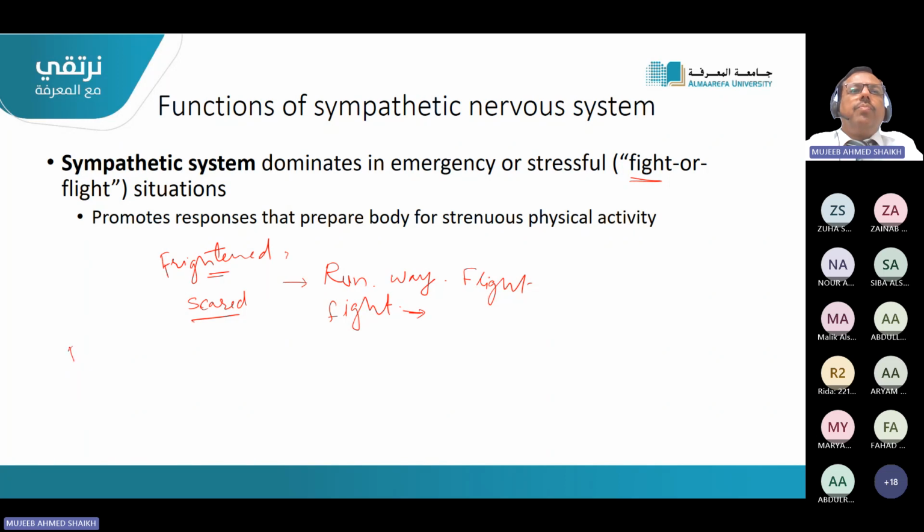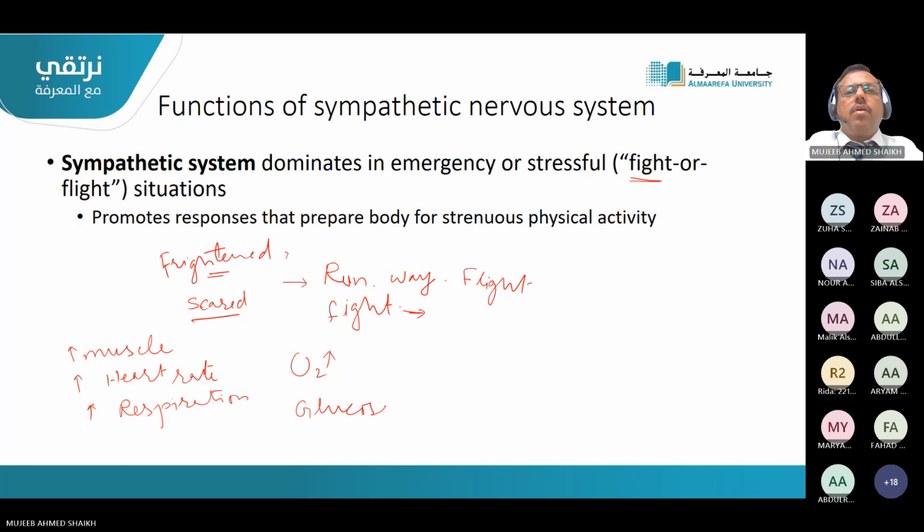So this will lead to faster muscle contraction and increased heart rate so that blood supply to the various organs will increase. You will have an increased respiratory rate. All of these changes increase oxygen supply to the muscles and energy supply, increasing glucose to the muscle. These changes are called the sympathetic response or fight or flight response.